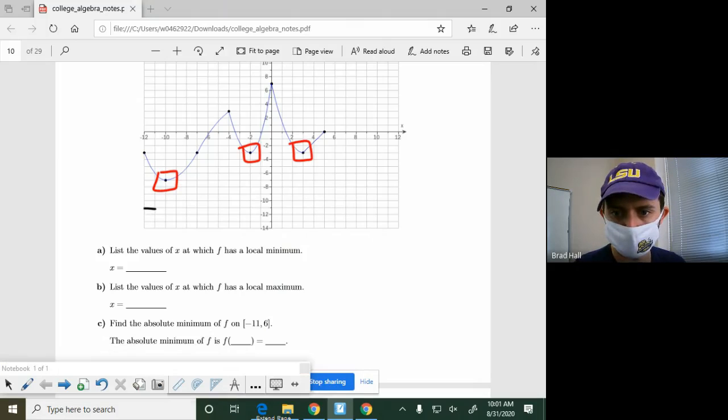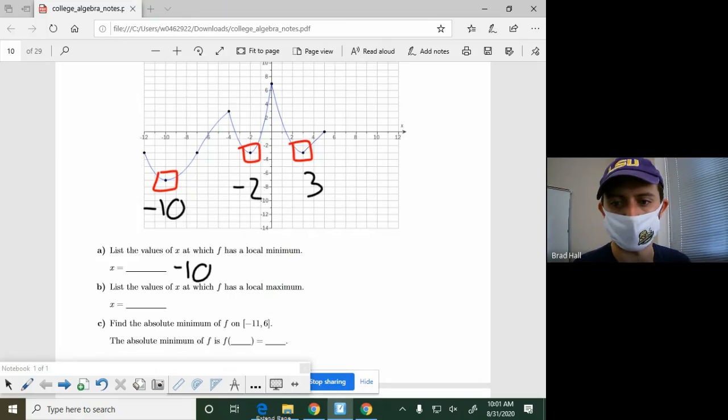So for that first one, it's -10. The second one, it's -2. And the third one, it's 3. Just the x values. They're specifying we want the x values. So you would put -10, comma, -2, comma, 3. No ordered pairs, just a list. Those would be the local minimums.